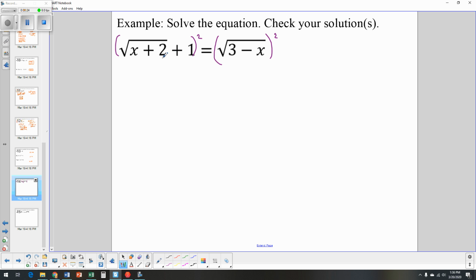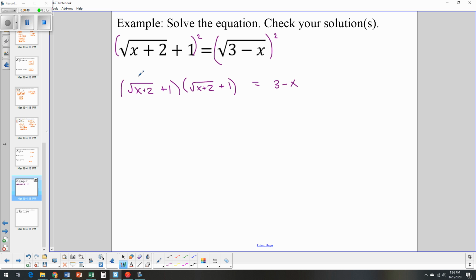But on the left, I really have the square root of x plus 2, plus 1, times the square root of x plus 2, plus 1. All right, this side is going to be nice. I just get 3 minus x.